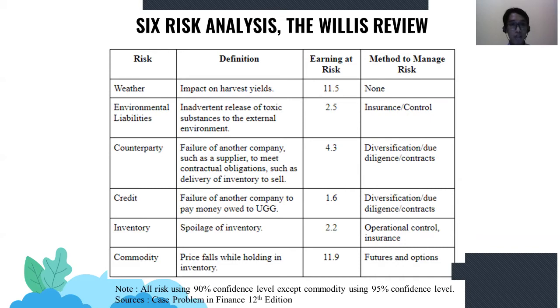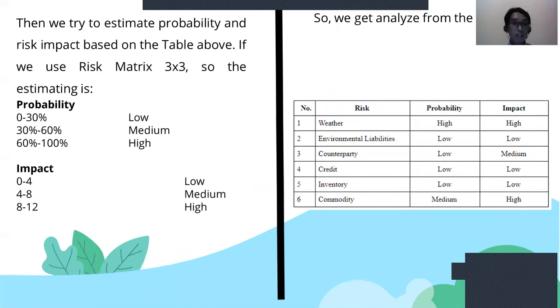In this report, we know the weather earning at risk is 11.5, environmental liability 2.5, counterparty 4.3, credit 1.6, inventory 2.2, and commodity 11.9. All risks use a 90% confidence level except commodity, which uses a 95% confidence level. Then, we try to estimate probability and risk impact based on the table above.